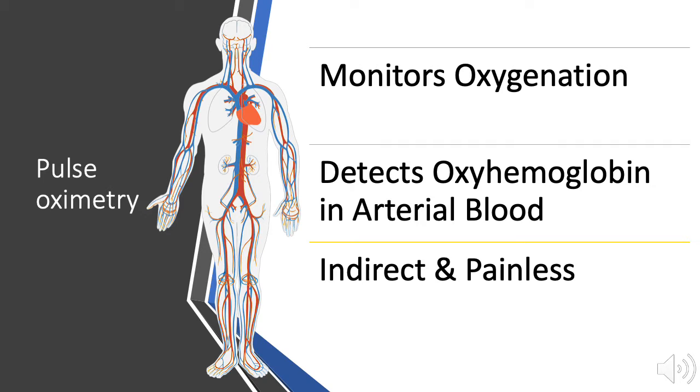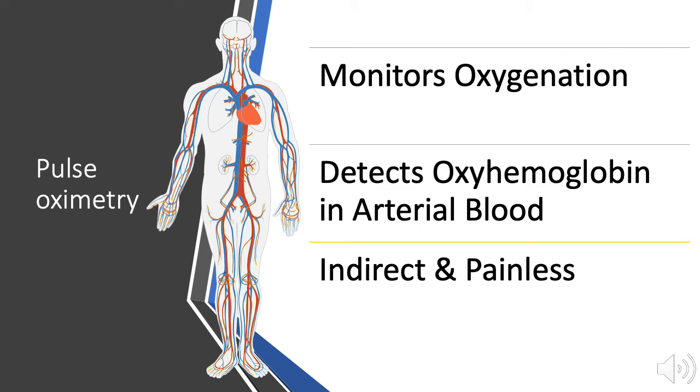Oxygenation is the process by which oxygen from the alveoli in the lungs diffuses into the pulmonary capillaries. Once oxygen diffuses into the pulmonary capillaries, the majority binds to hemoglobin within the red blood cells. The hemoglobin that is bound to oxygen is termed oxyhemoglobin.